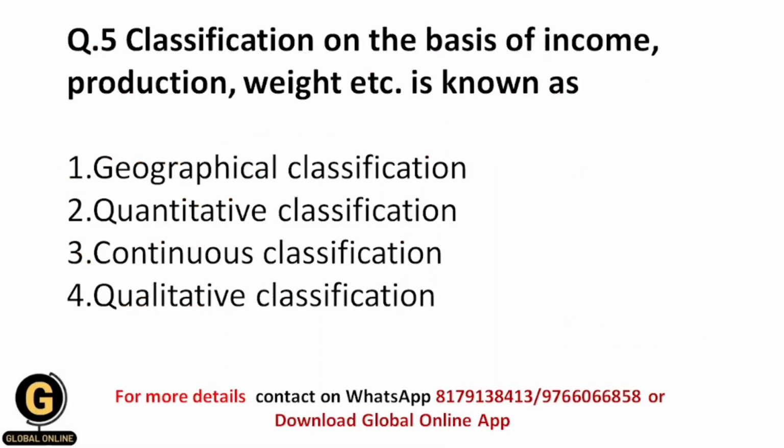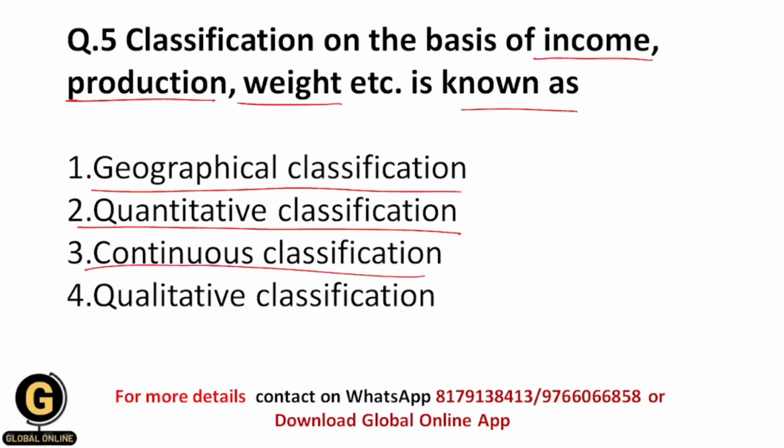Then next: classification on the basis of income, production, weight is known as. So whenever we are classifying our data on the basis of income, production, weight, that classification is called as. The options are geographical classification, quantitative classification, continuous classification, qualitative classification. Now you tell me what the answer should be. Obviously quantitative classification, because income, production, weight, all these things we can quantify and measure. So that's why they come under quantitative classification.